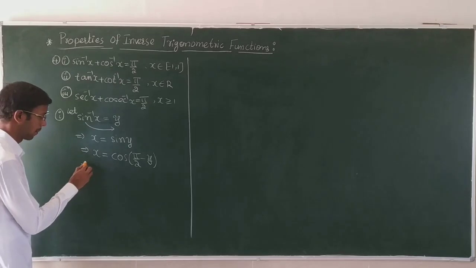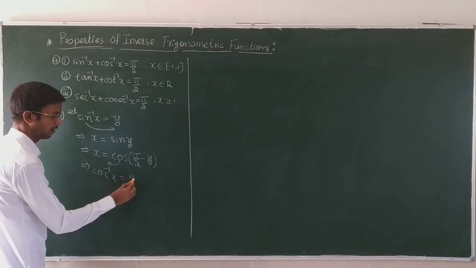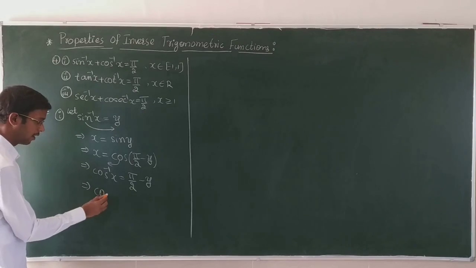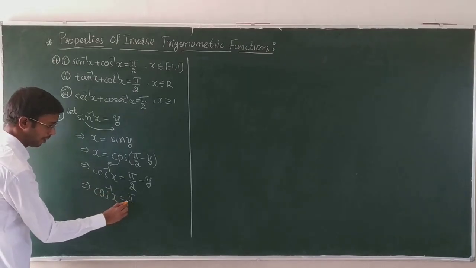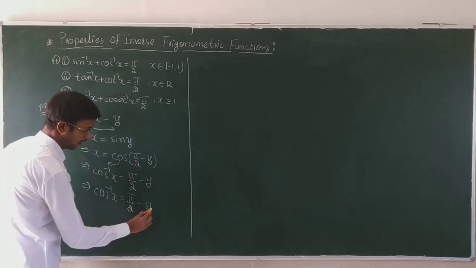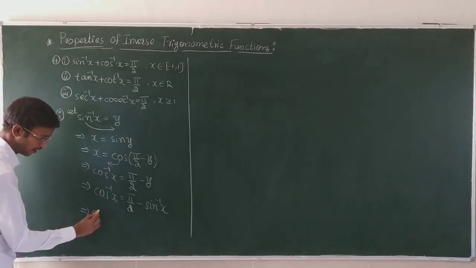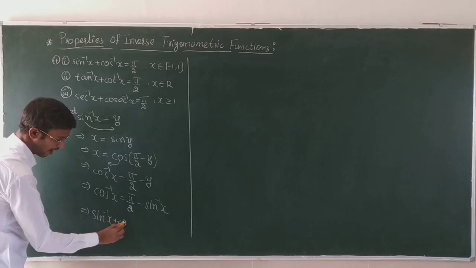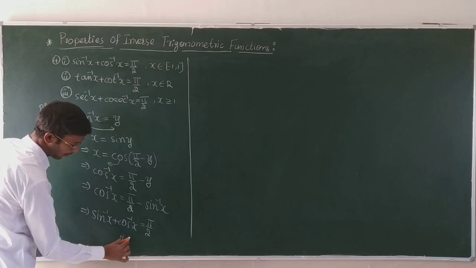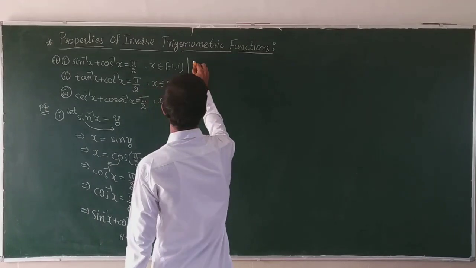So next, on the left side, cos inverse x is equal to pi by 2 minus y. What is the y value? Sin inverse x. Then sin inverse x plus cos inverse x is equal to pi by 2, and proof.